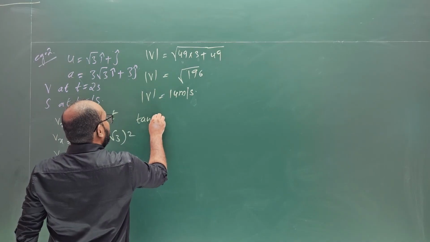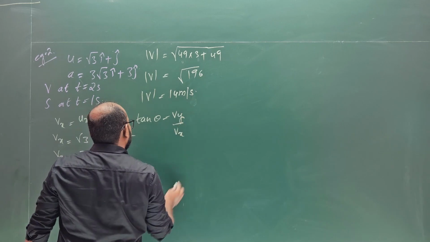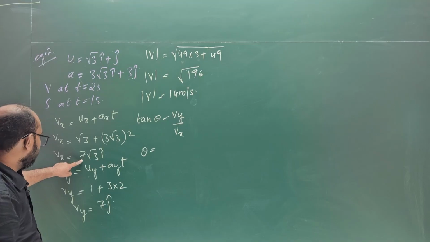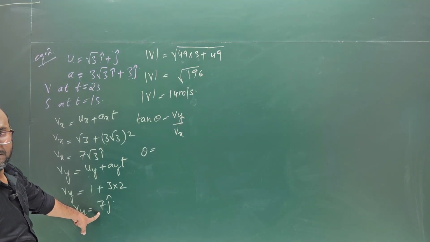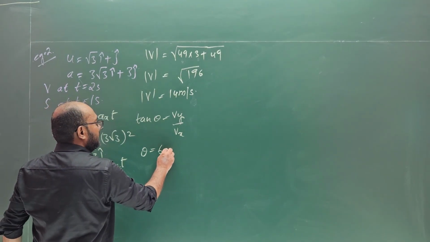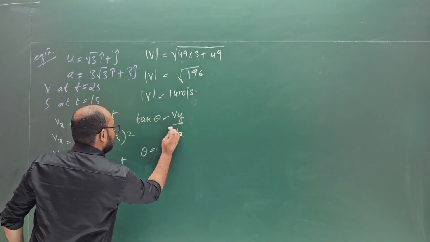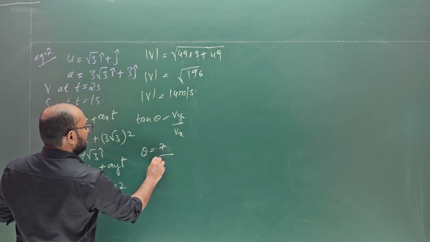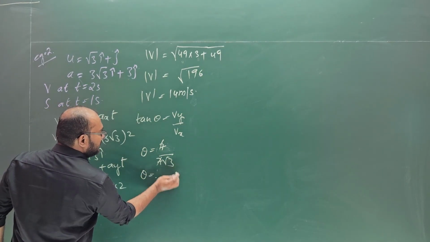Similarly, tan of theta is nothing but Vy upon Vx. Theta is equals to Vy, how much is it? 7, 7 get cancelled. Vy is 7 and Vx is what? 7 root 3. 7, 7 gets cancelled. Tan theta is 1 by root 3. That means this is nothing but 30 degree.